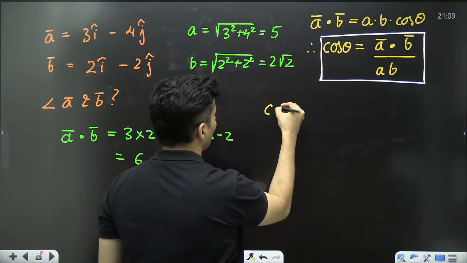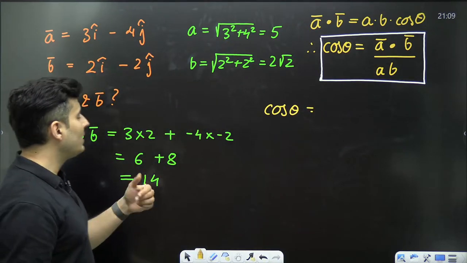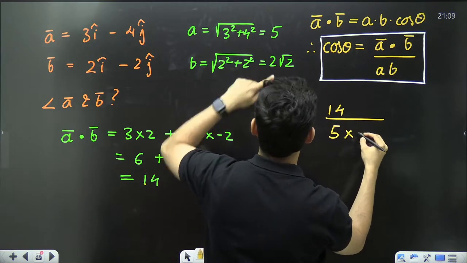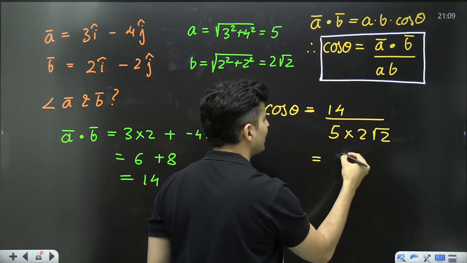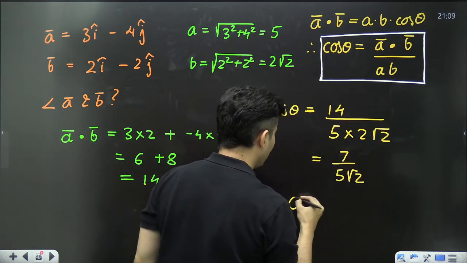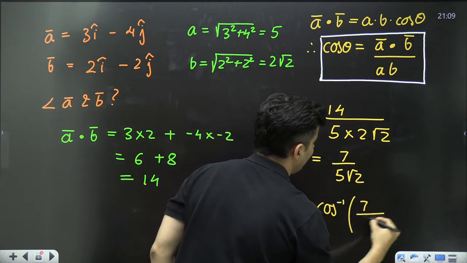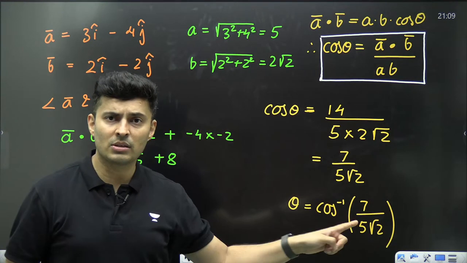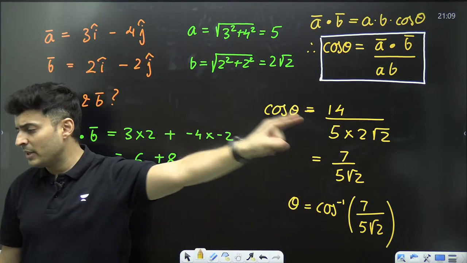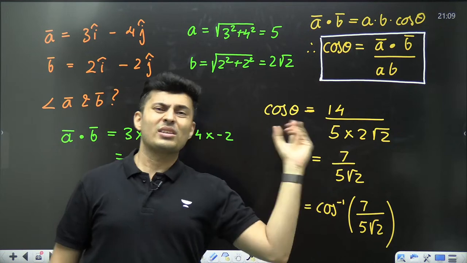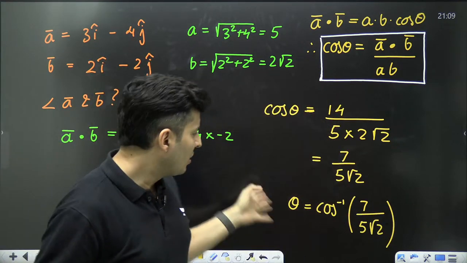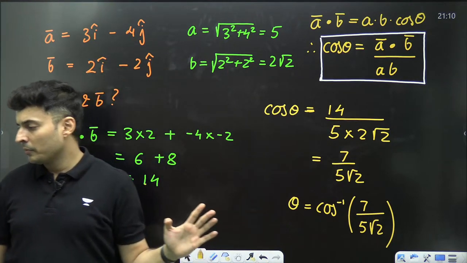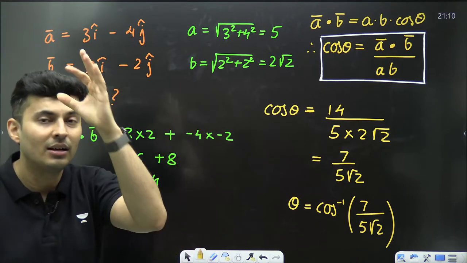Just use that formula. So cos theta will be A dot B, which is 14, upon AB. A is 5, B is 2 root 2. 2 goes with 14, it will become 7. 7 by 5 root 2. So theta will be cos inverse 7 by 5 root 2. Like, sir, how many degrees? One tight slap. This will be there in the option. Everybody with me? So we'll tick mark cos inverse 7 by 5 root 2. Understood or clear? This is how you find the angle between two vectors.